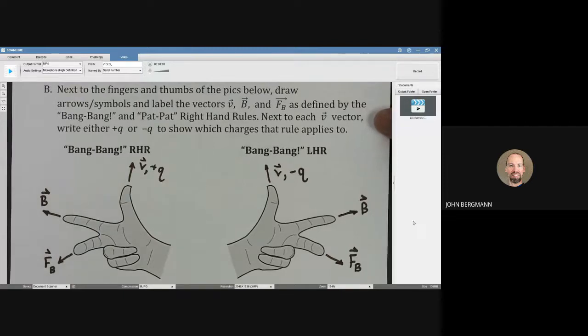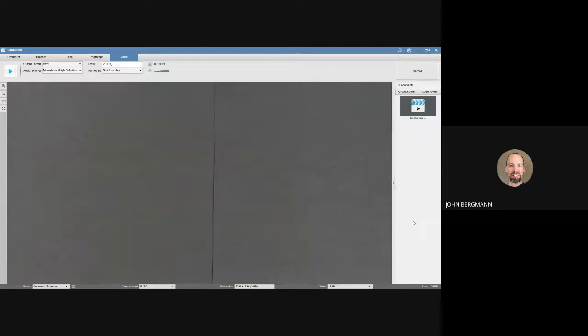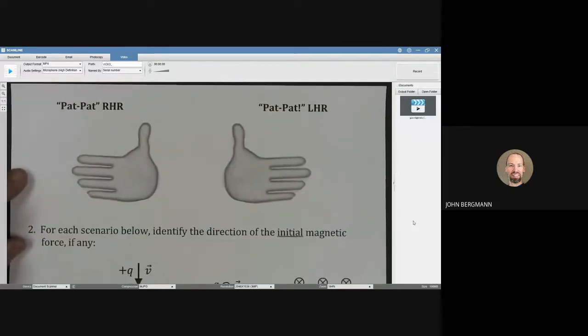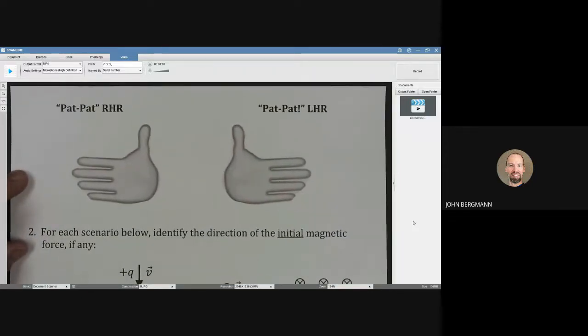Now, I actually prefer what I call the pat-pat right-hand rule. It is exactly the same, but I like the pat-pat right-hand rule for this reason.